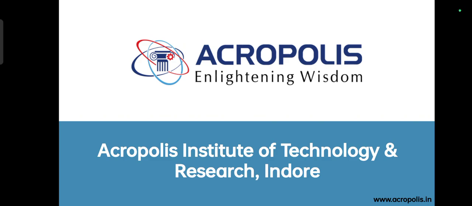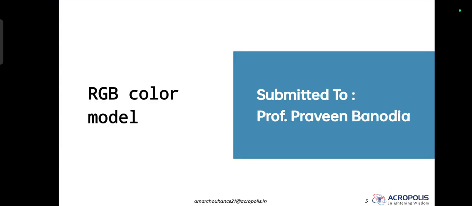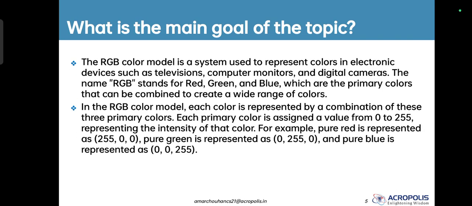So I would like to present my presentation on the RGB color model. There are various topics to be covered: the main goal of the topic, objective, color representation, color space, diagrams, applications, and limitations. We will check these topics in wider explanation. So what is the main goal of the topic?